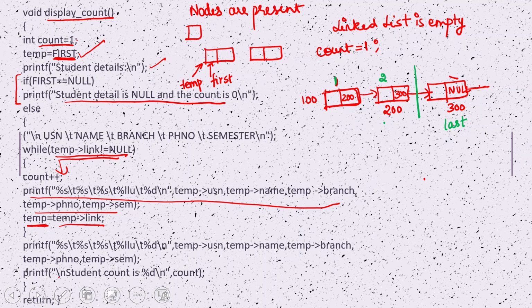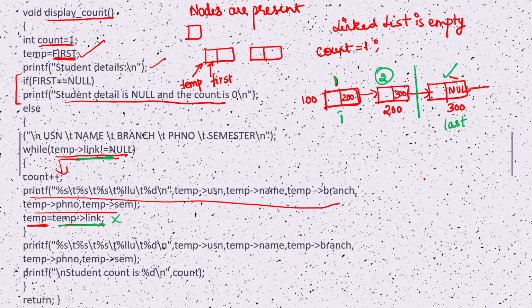Temp of link, I can't use this condition. See, temp of link is becoming temp. I can't do that because for the last one, if I do that, there is no value. This statement will not be correct. So I am stopping at the one node before the very last node. So before this, I'm stopping over here.